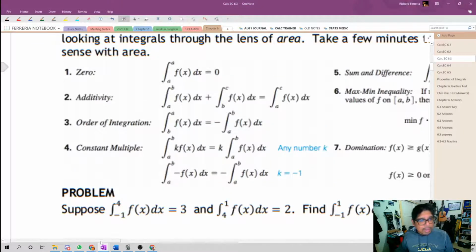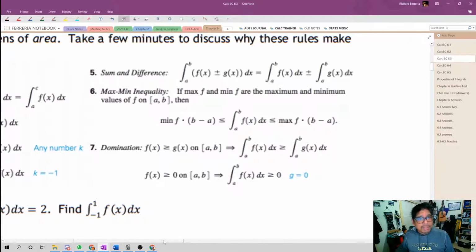Moving over to the second part of this, we have sum and difference. And this should kind of make sense. If you say you integrate f plus g, then that's the same thing as the integral of f plus the integral of g. And if you do integrate f minus g, then that's the same thing as the integral of f minus the integral of g. So let's say we know how to find the integral of x, and we know how to find the integral of cosine. Then if I want to find the integral of x plus cosine, then I just need to take those two integrals separately, and add them together.